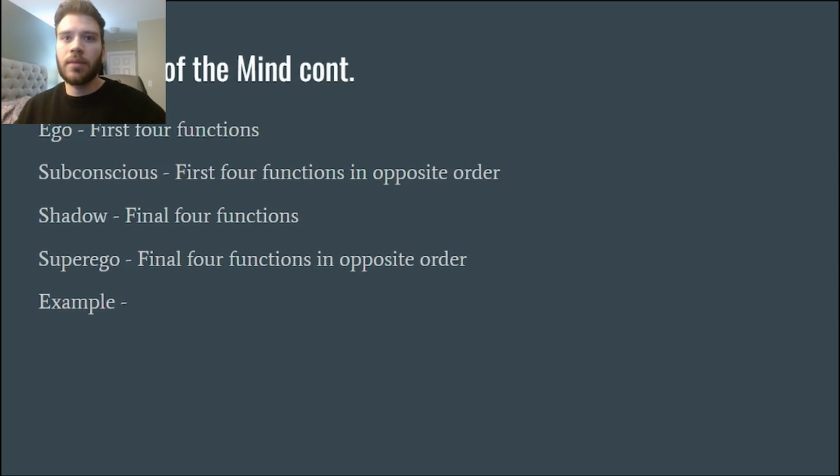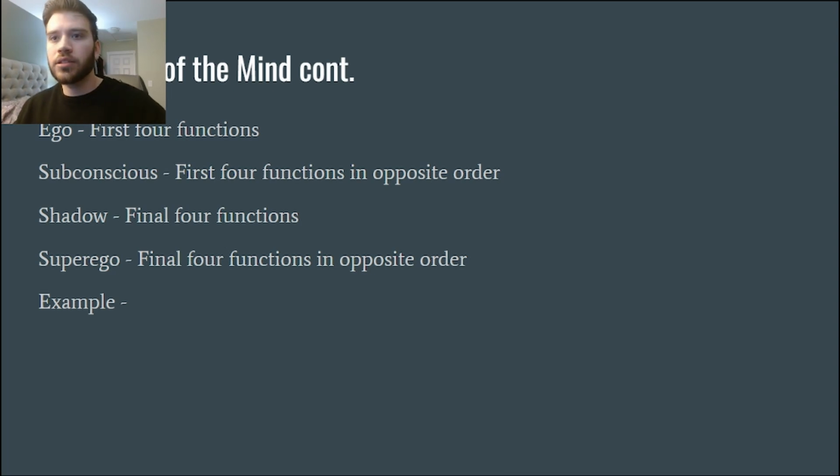So for the 4 sides of the mind, first we have the ego. The ego just makes up your first 4 functions. So if you know your 8 cognitive functions, your first 4, that's your ego. And that's basically the way you address the world most of the time. That's how you look at most things. That's how you talk to people. That's how you solve problems. That's how you address projects. So you're mainly using your ego in your life. I would say on average, probably 70% of your daily life will be using your ego functions in that order.